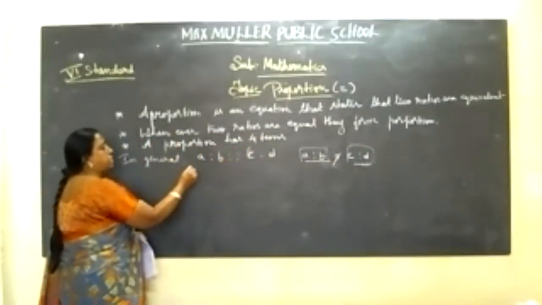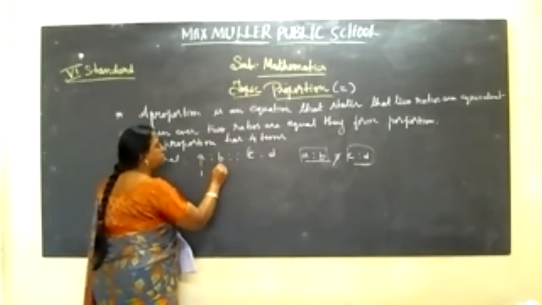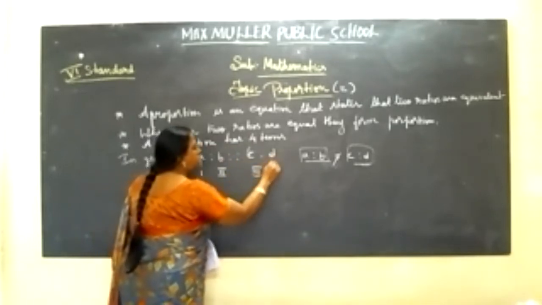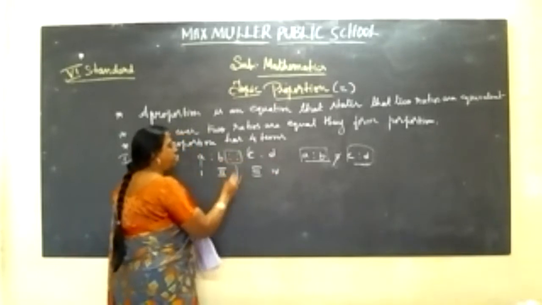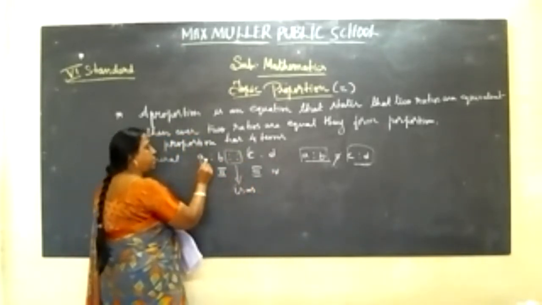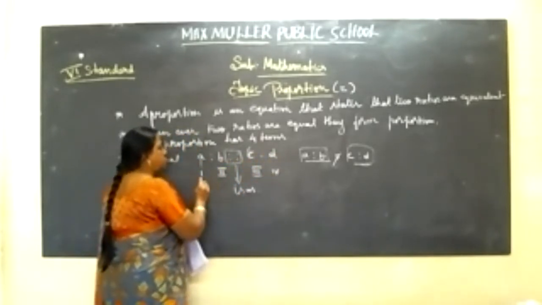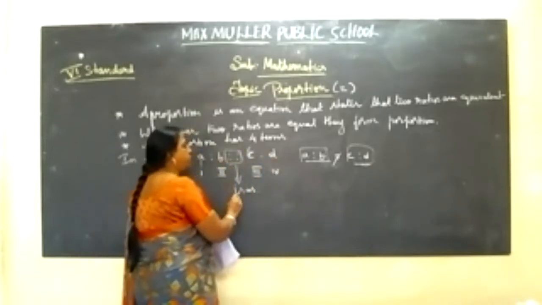So here in general, A is to B, A is the first term, B the second term, C the third term, D is the fourth term. This is a symbol for ratio. It is read as "is as". So how to read this? A is to B, is as C is to D. Or you can read A is to B proportional to C is to D. This is a symbol for proportion.